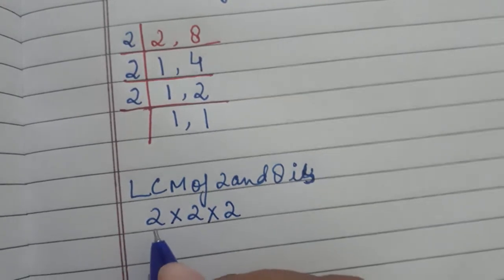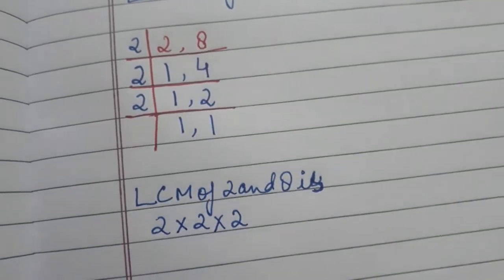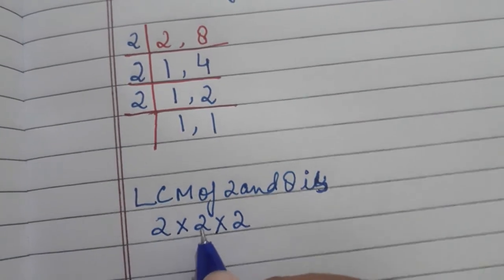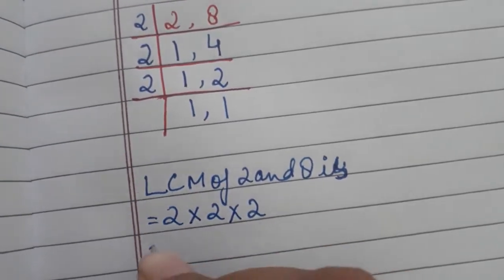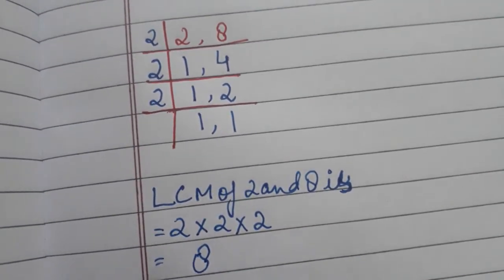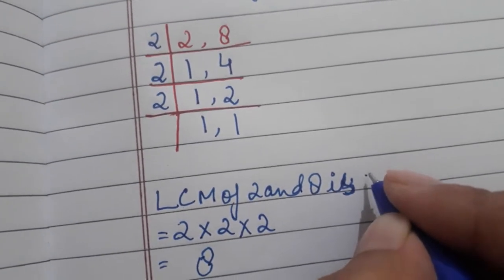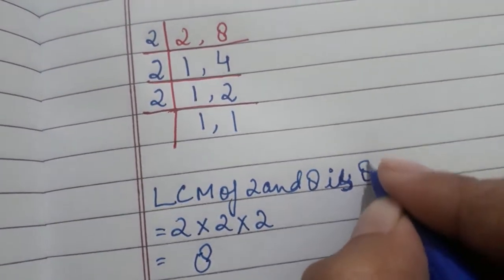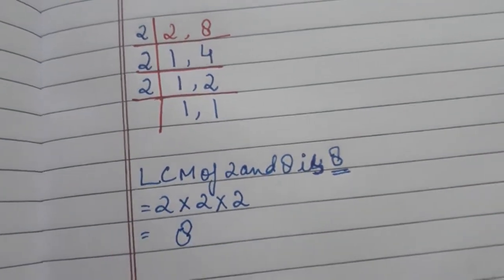So how many 2s are there? 1, 2, 3. So either you can write 2 to the power of 3, or you can write 2 2s are 4, 4 2s are 8. So what will we get? 8. So 8 is the LCM of 2 and 8.